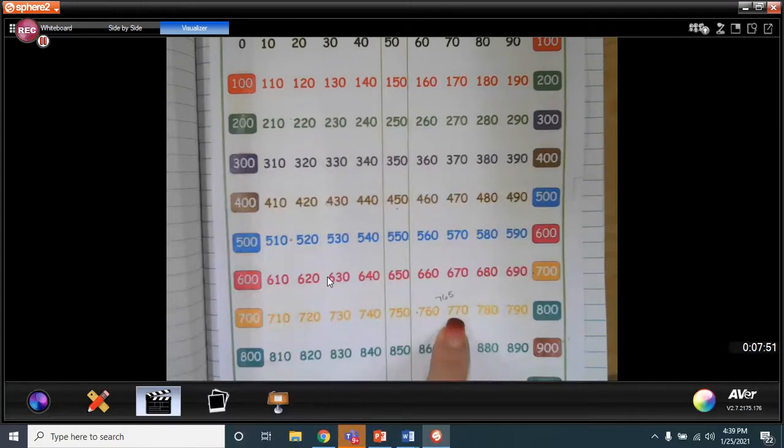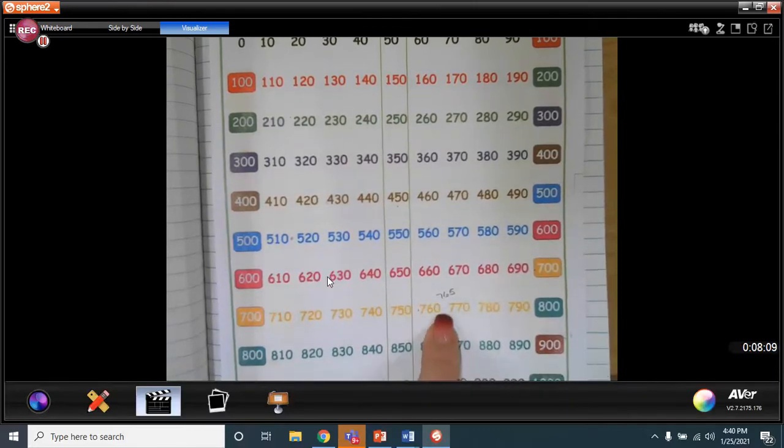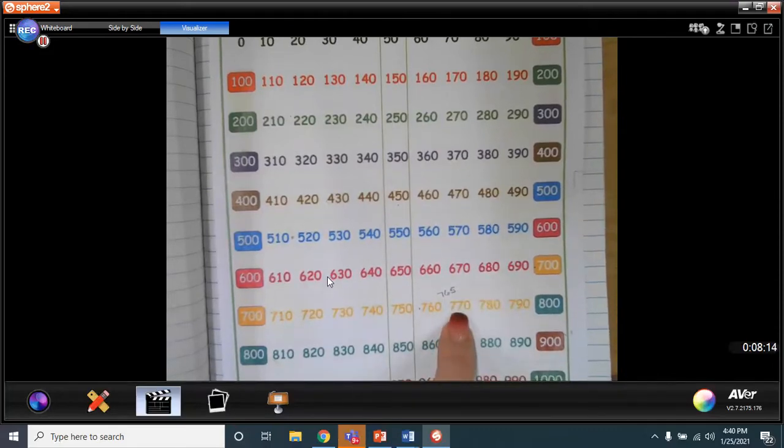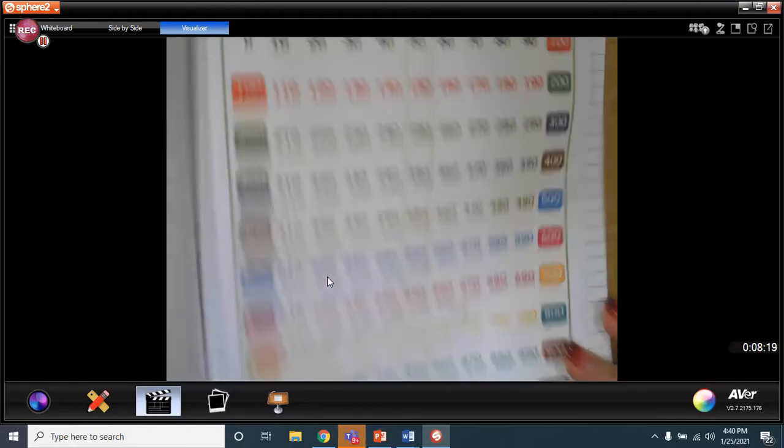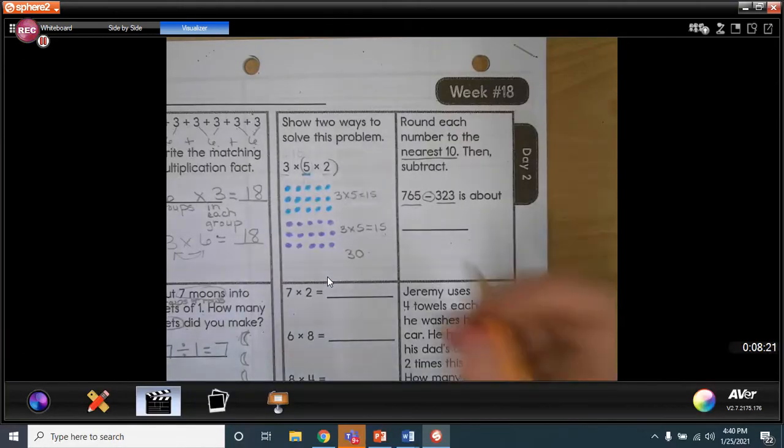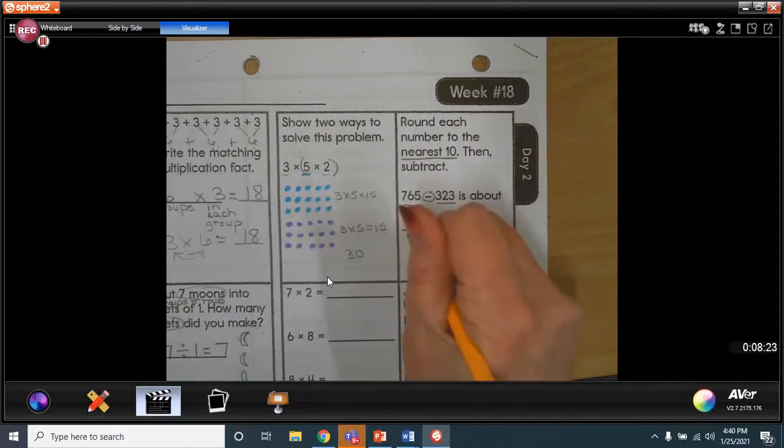So think about 765. Where is it in relation to those two 10s? If you guessed that it's right in the middle, you would be correct. It's 5 away from 760, but it's also 5 away from 770. So since it's right in the middle, the rule is we're going to round up to 770. So the closest 10 that 765 is closest to is 770.